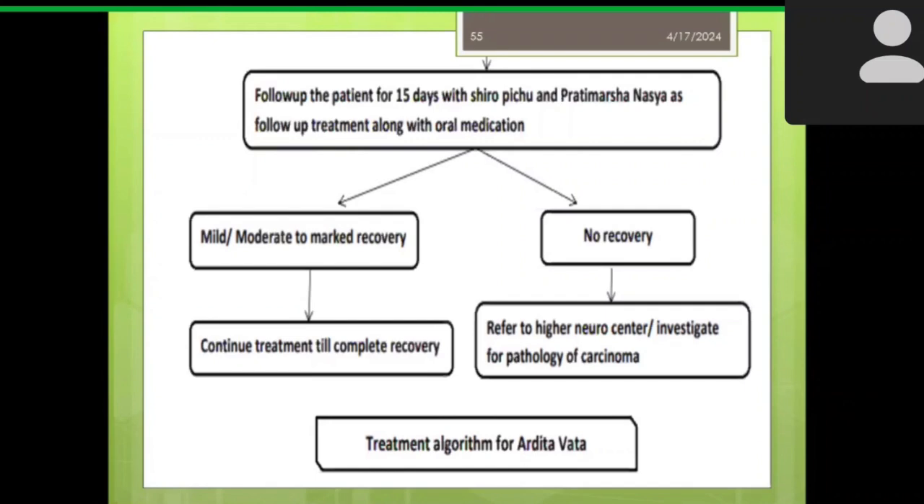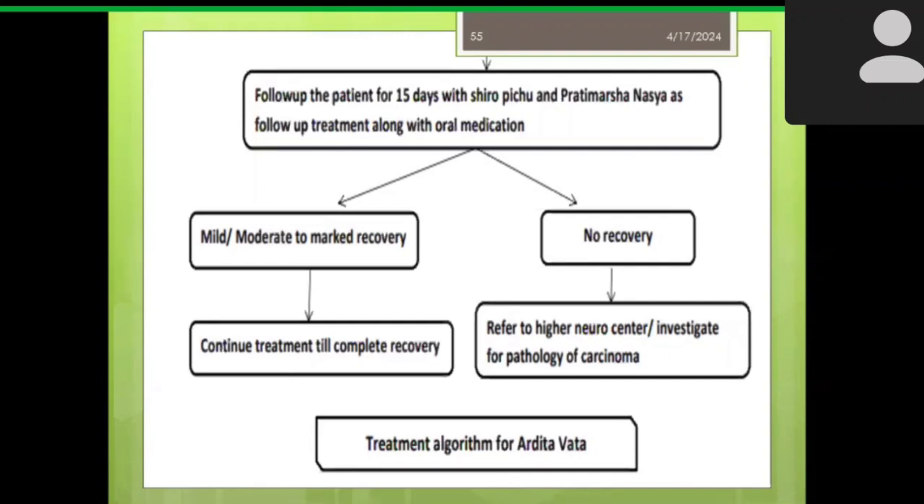And then at the end of 15 days, if you find that mild to moderate or marked recovery is there, continue treatment till complete recovery. That is the protocol. And if no recovery is there, it is also a very important alarming sign.